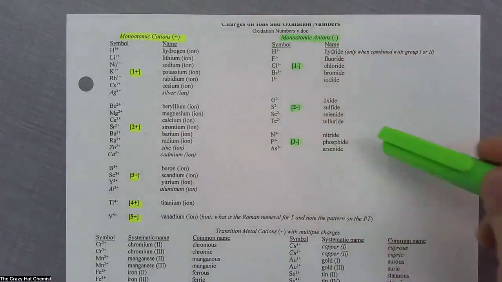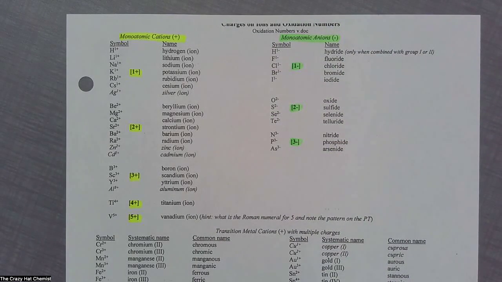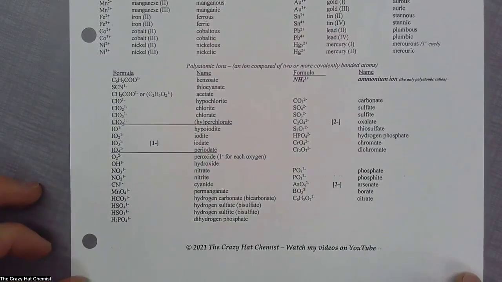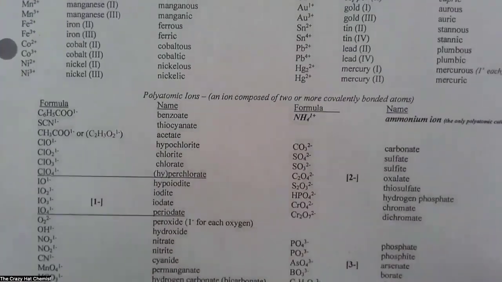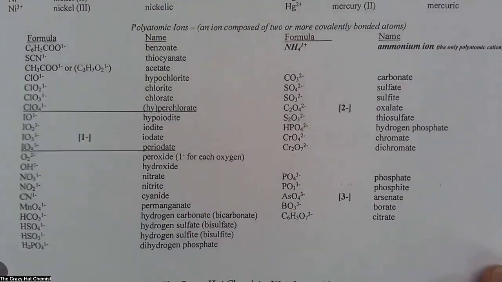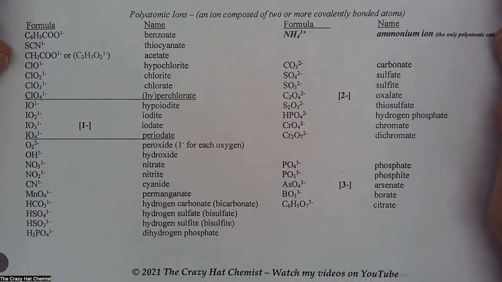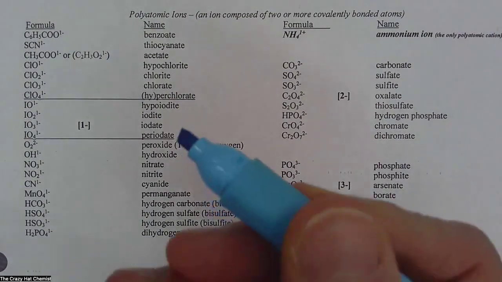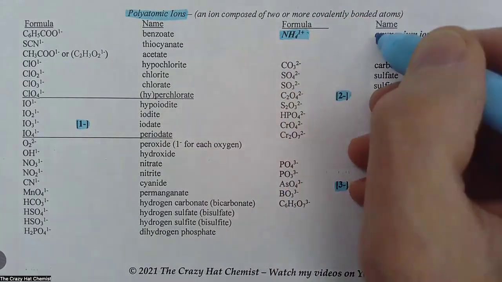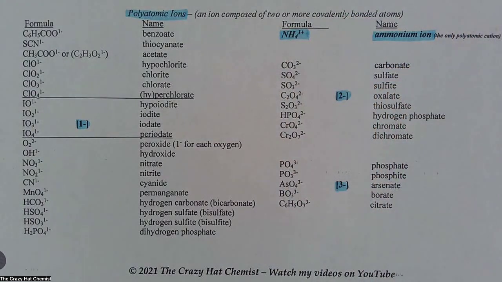We are not going to get into these monoatomic anions today. That will be another day. We have a middle section of transition elements, but we won't be discussing that today. What we will be honing in on is this lower section right here. These are called polyatomic ions, and they're grouped together in a -1, -2, and a -3 charge. There is only one ammonium ion, and that is the only cation among the polyatomic ions.